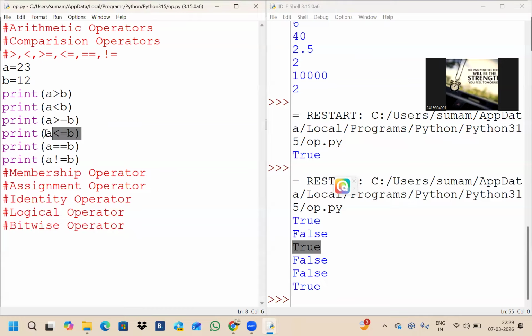A less than or equal B means 23 is less than or equal to 12. So 23 is less than 12 is false. Equal to is also false. That's why you will be getting false. A equal to B. That means you are saying 23 is equal to 12. So that is also false. Not equal. That is 23 is not equal to 12. So that is true now. So that's why we are getting true answer. So, these belong to the comparison operators.